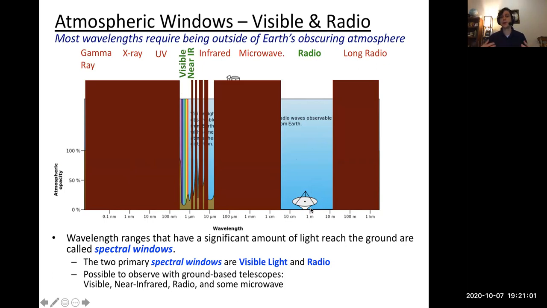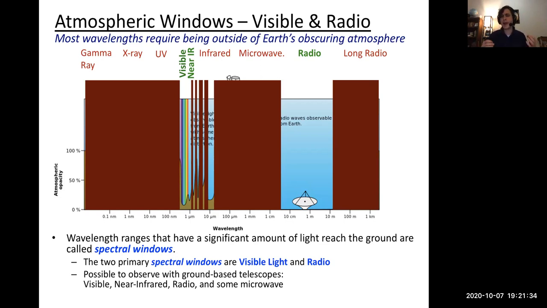This gives us what we call our primary spectral windows, windows to the universe, where we can observe that part of the electromagnetic spectrum. So our two primary spectral windows are visible light and radio wave light. This is why when we talk about the next part, we'll talk about radio wave astronomy, radio astronomy, because we can build radio telescopes on the ground. We have talked only pretty much about visible telescopes because that light reaches the ground.